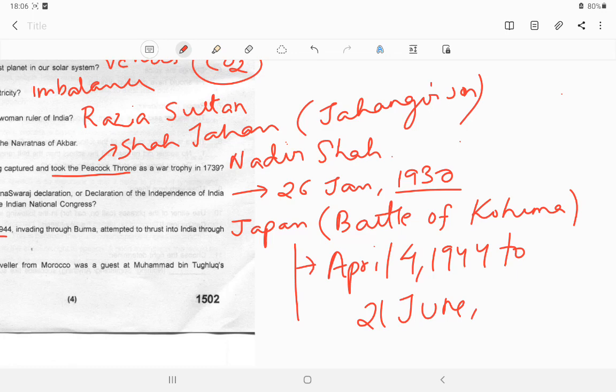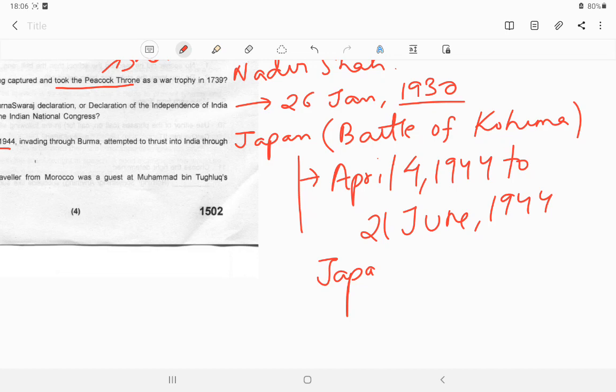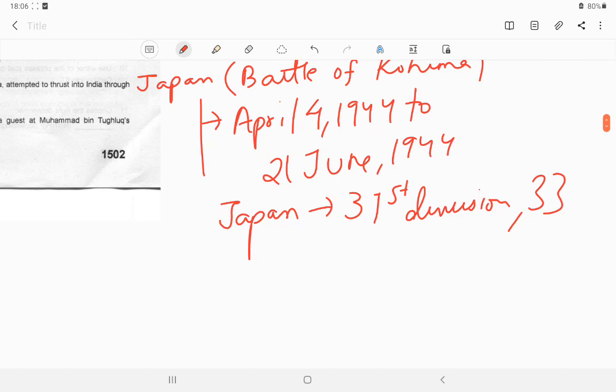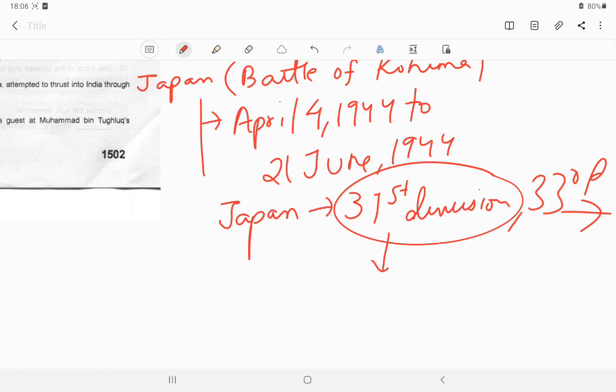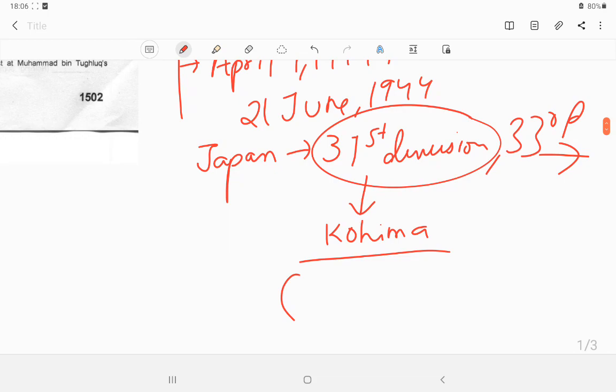Regarding Japan's divisions, there were the 31st division and the 33rd division. The 33rd division captured Manipur, Moirang. The 31st division went to Kohima through the Molhe Pass, and it was led by General Kotoku Sato.